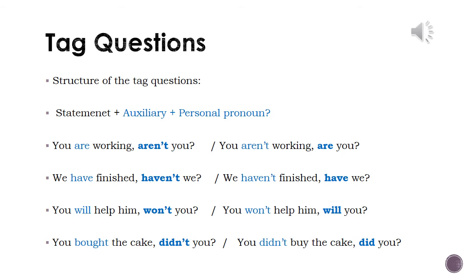We have finished, haven't we? We haven't finished, have we? You will help him, won't you? You won't help him, will you? You bought the cake, didn't you? You didn't buy the cake, did you? So as you can see in these examples, we have positive statements with negative tag questions, and we have negative statements with positive tag questions.